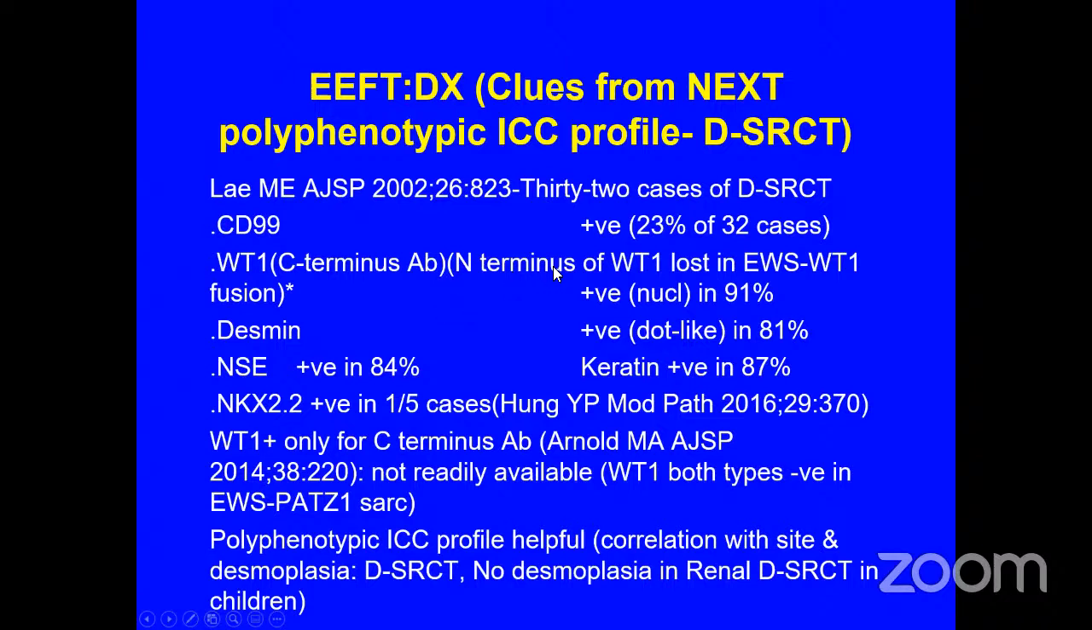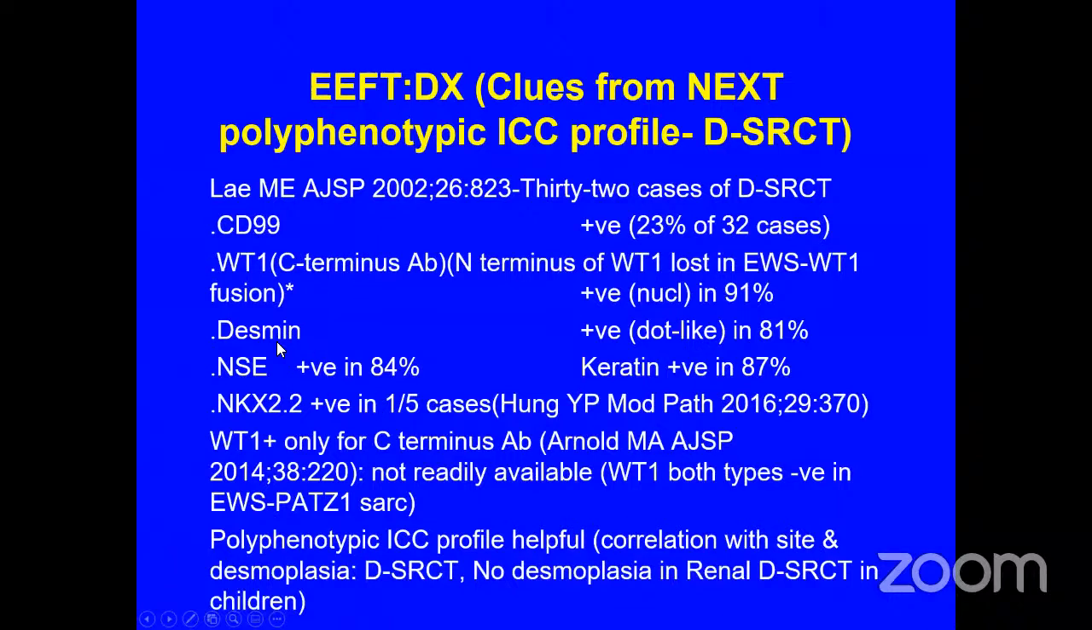N-terminus of Wt1 is lost in the EWS-Wt fusion in desmoplastic small round cell sarcoma. Therefore, the antibody which is for N-terminus antibody is negative in desmoplastic small round cell sarcoma. So you have to use C-terminus antibody. This is not readily available, so you have to make a special effort to have this available, or you may have to send it to a reference laboratory.